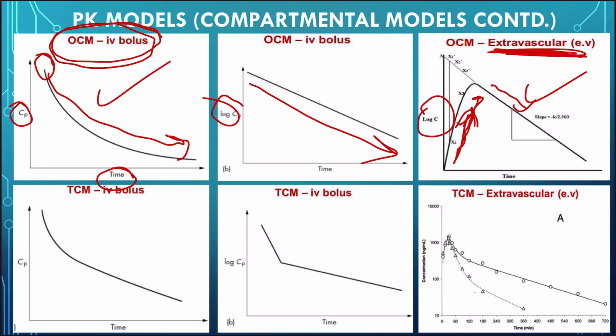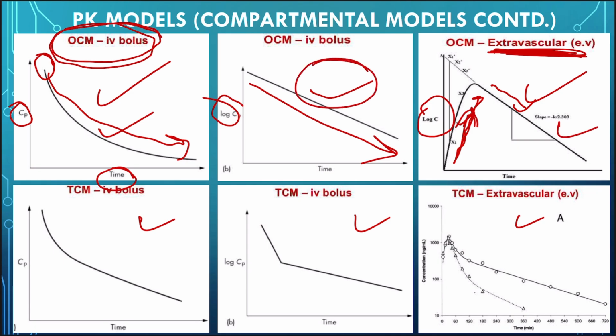Now, what is the difference between the one compartment model and the two compartment model? As you can see clearly from the graphs here, in the two compartment model we have two different slopes, whereas in the one compartment model we have a single slope. Here it is clearly seen as a single slope. Here also you can see the single slope.